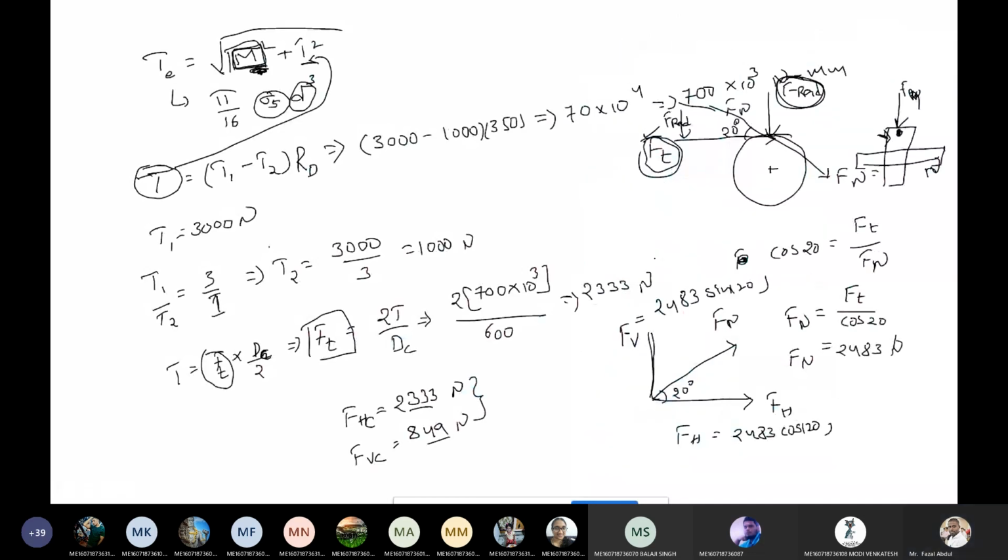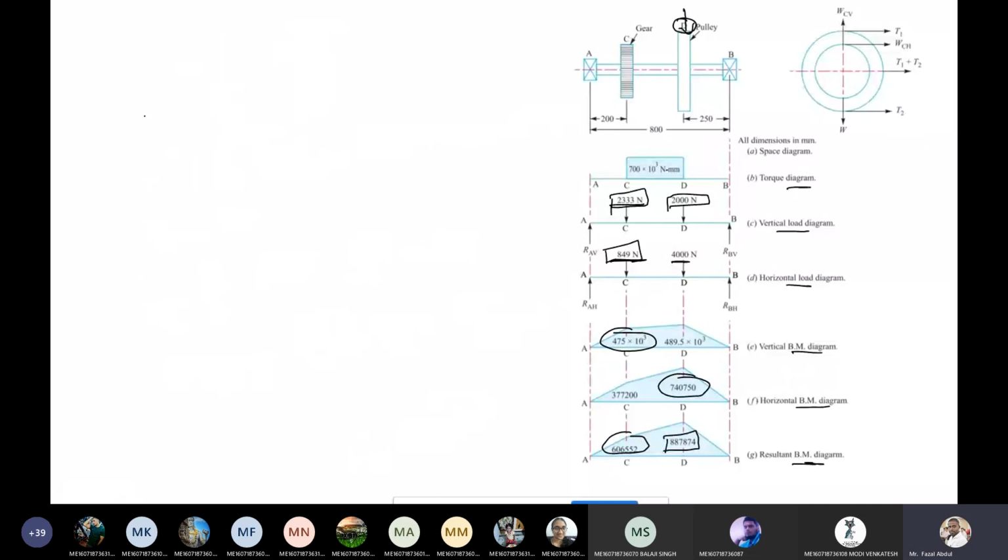Okay, see here. To calculate the total vertical load acting on the shaft due to the pulley, which I have taken as point D, that is T1 plus T2. T1, how much did we get? T1 is given in the question, 3000.